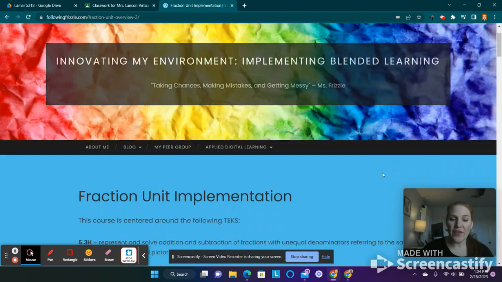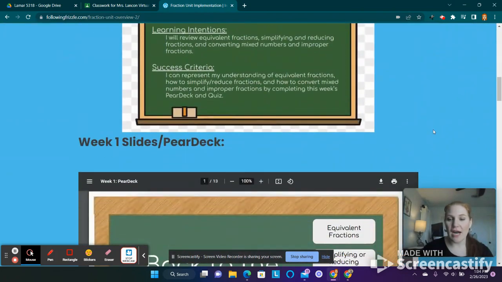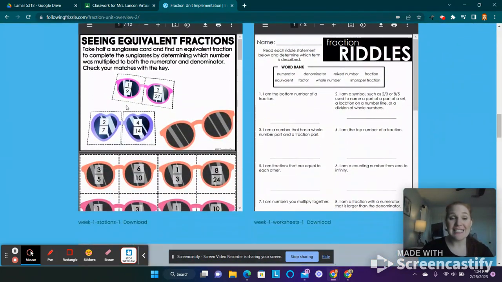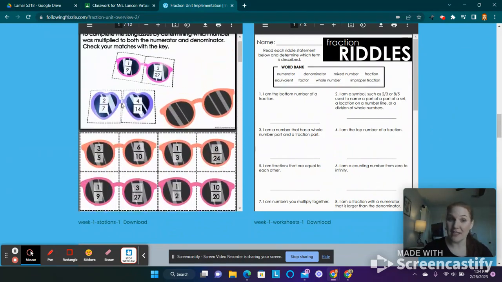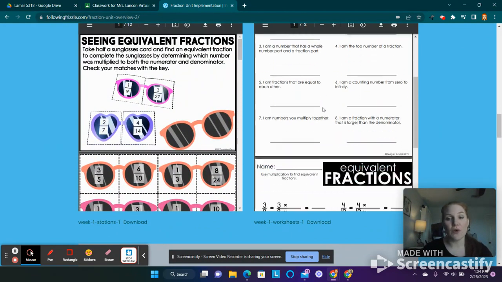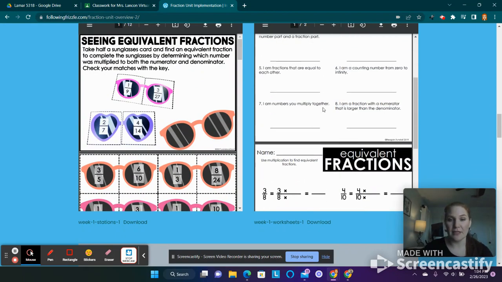Within my classroom, I also regularly have stations. So this is a copy of the stations that I did last week. And then I have the worksheets that are in class or the independent learning station.